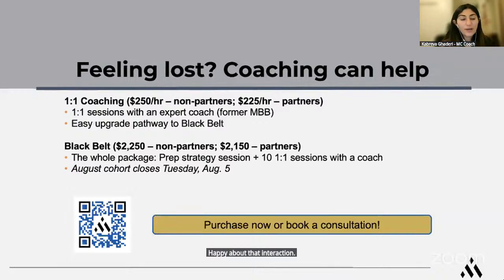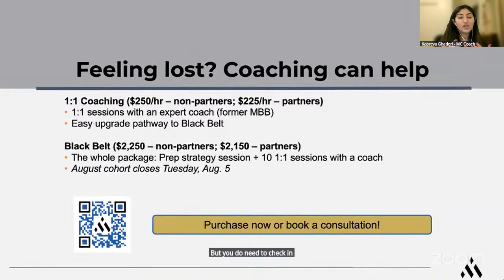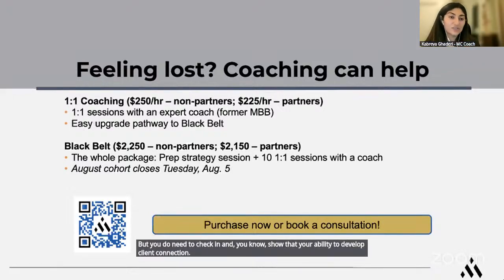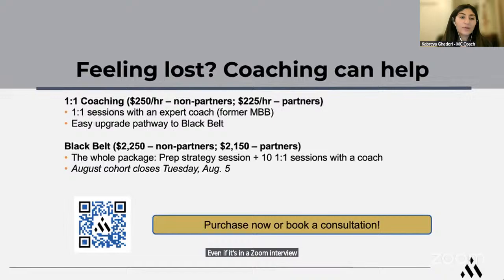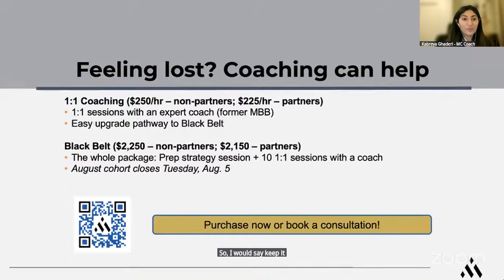What I would say is you don't have to look at the interviewer during the entire duration of the interview. I think it is normal to take notes. You've got to look down at your paper and see what you're writing, but you do need to check in and show your ability to develop client connection, even if it's in a Zoom interview. And in a lot of ways, I think it's more important to look up, particularly in Zoom, because you can't have the same interaction that you would have by being physically in a partner's room doing your interview. So I would say keep it together. You have to do both.